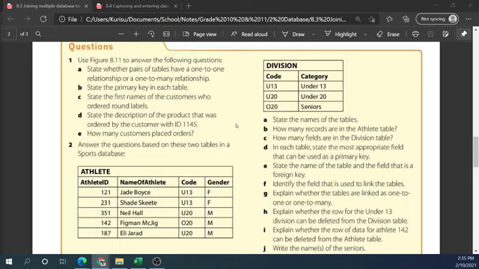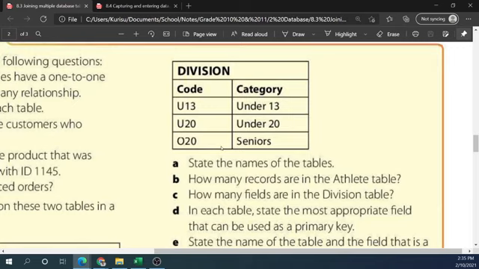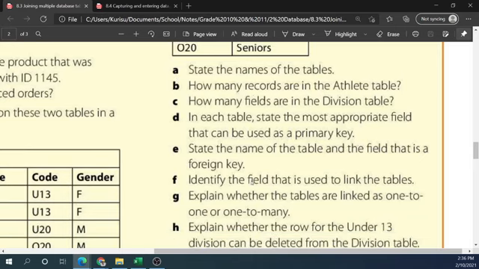Sir, I had code. Code? Why do you have code? Sir, because it was in both tables. Because it's in both tables. Very good. So the question is asking identify the field that is used to link the tables. So you would normally use a field that is similar to both tables. So in this case, it's going to be code. So that's what can be used to link the tables.